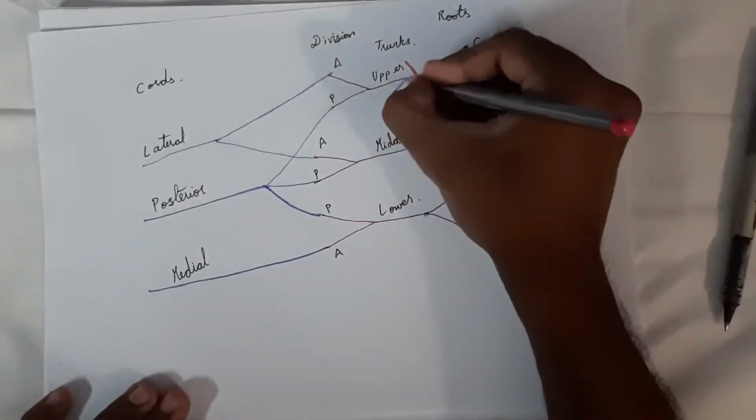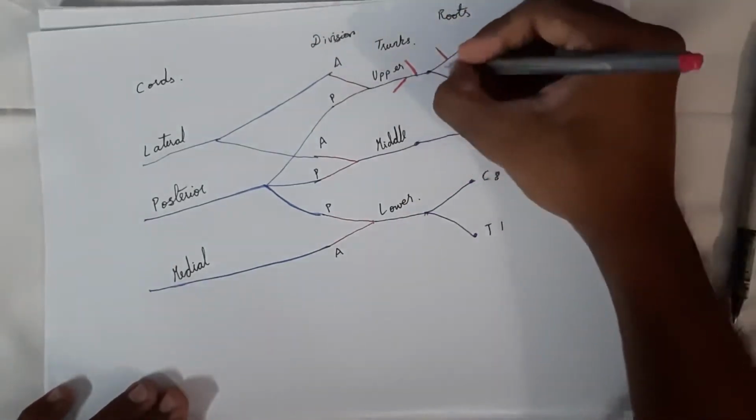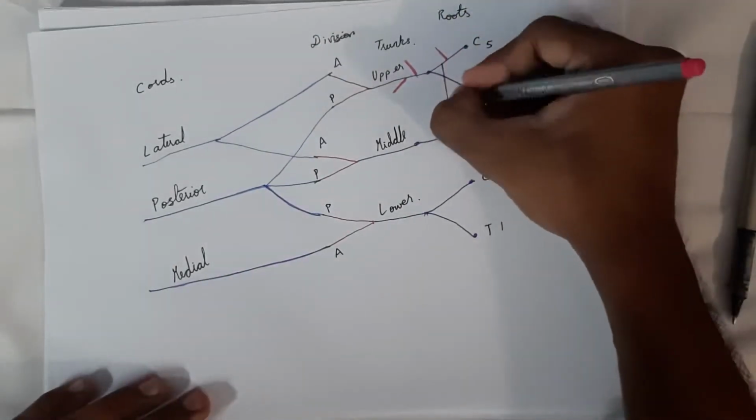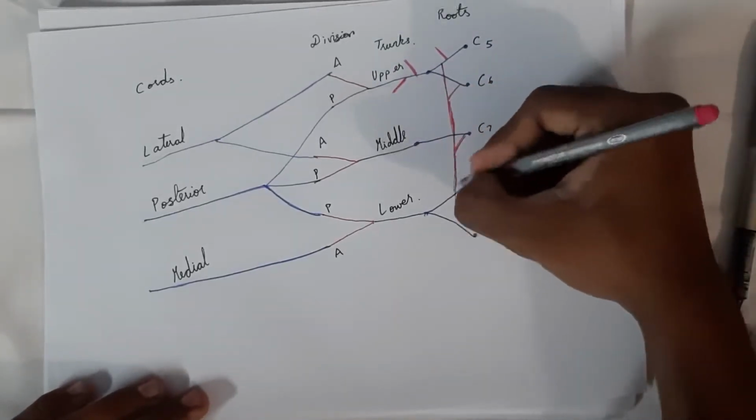And now we go to the branches. In the trunk, there's a nerve to subclavius and a suprascapular nerve. And on the C5 root, we get the dorsal scapular nerve. And then the C5, C6, C7 together join to form the long thoracic nerve.